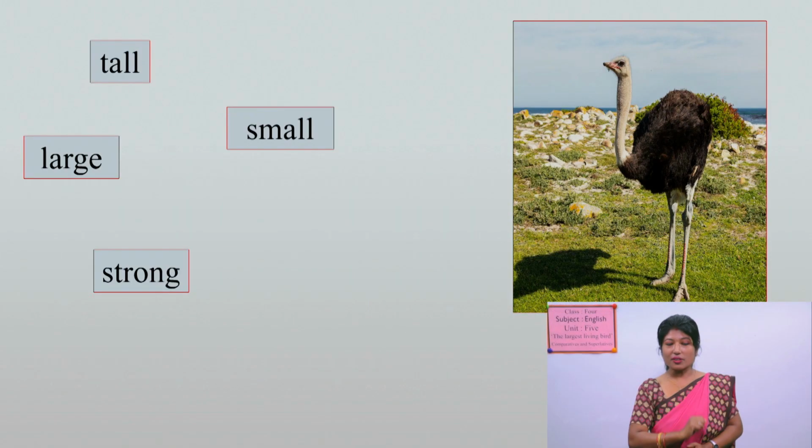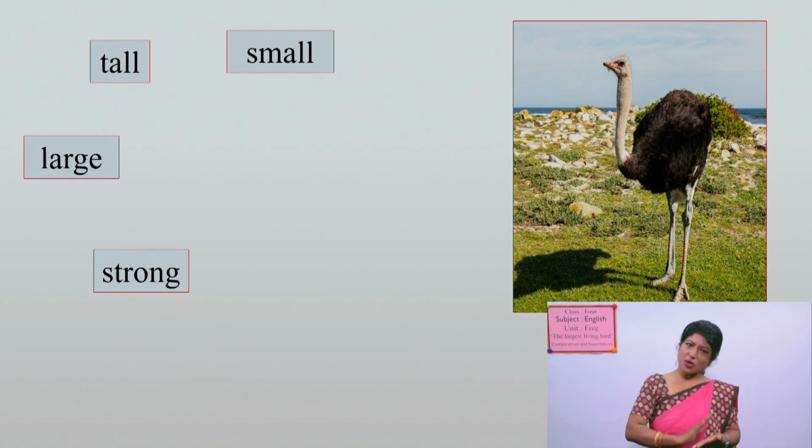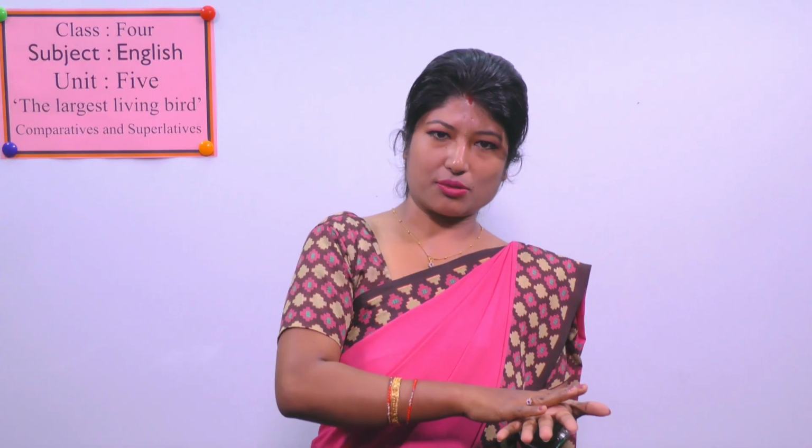Alright. So next one, small. What is the comparative form of small? Small, smaller, the smallest. सानो, अलिकति सानो, धेरै सानो. Okay, सबभन्दा सानो. Small, smaller, smallest, the smallest.